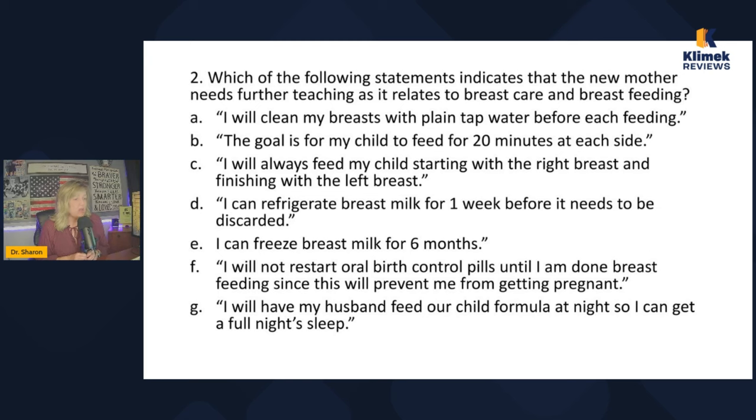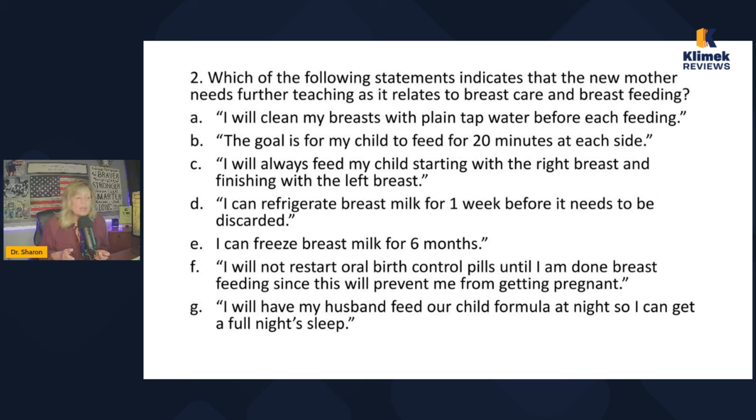That is true. I will not restart oral birth control pills until I'm done breastfeeding, since this will prevent me from getting pregnant. All right. Oral birth control pills don't hurt the baby. So she can be on oral birth control pills while she's breastfeeding, but it can reduce the amount of breast milk that's produced. So we usually recommend 6 weeks. Don't start on oral birth control pills for 6 weeks so that it doesn't hamper breast milk production.